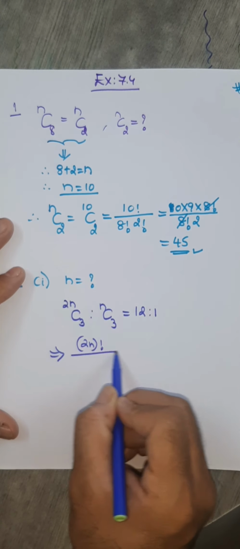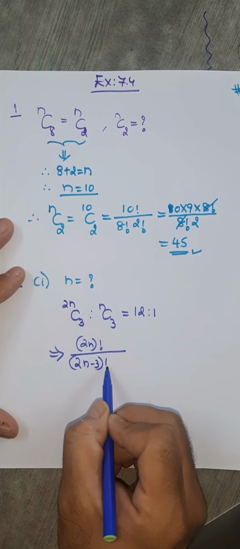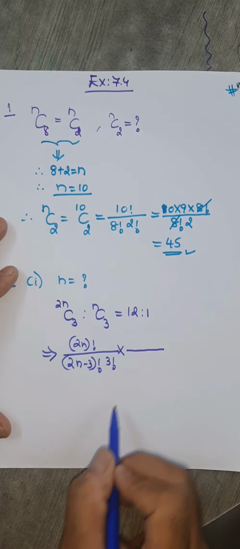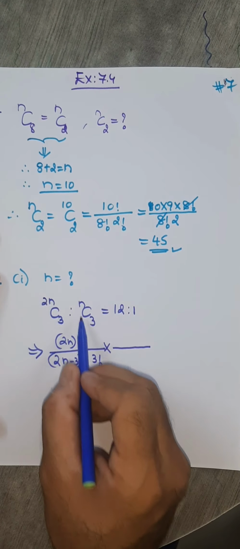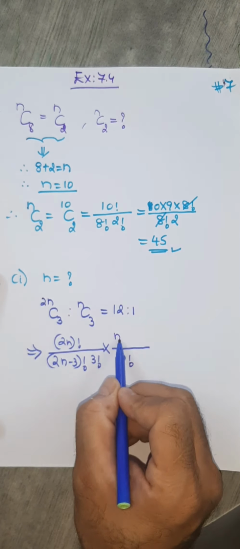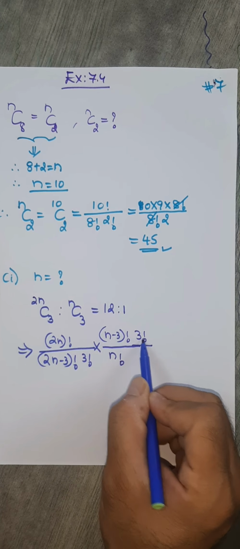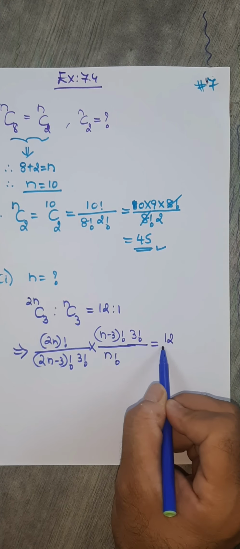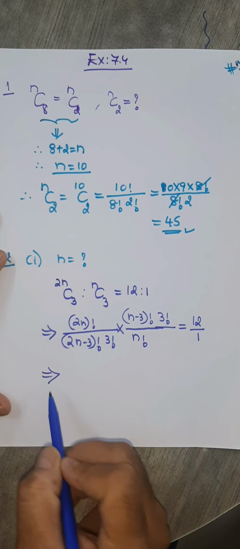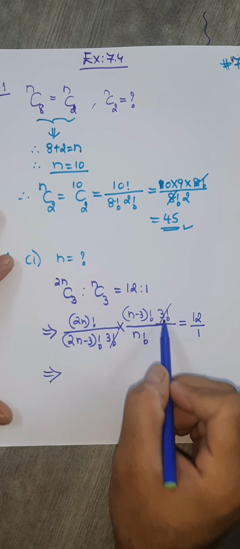2n factorial upon 2n minus 3 factorial into 3 factorial, into here, upon this is n factorial upon this minus this, that is n minus 3 factorial into 3 factorial. That equals 12 by 1. That's just 12. Now we'll simplify. So here 3 factorial will get cancelled.